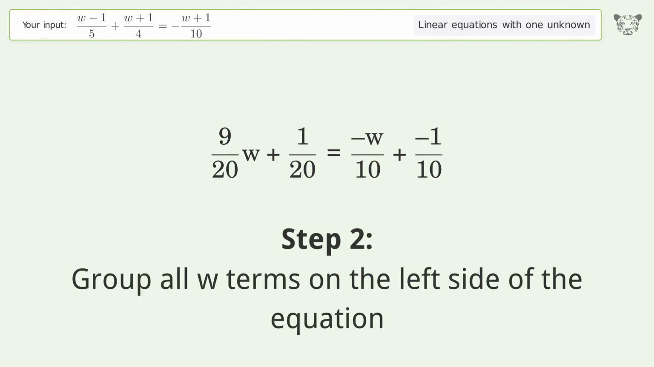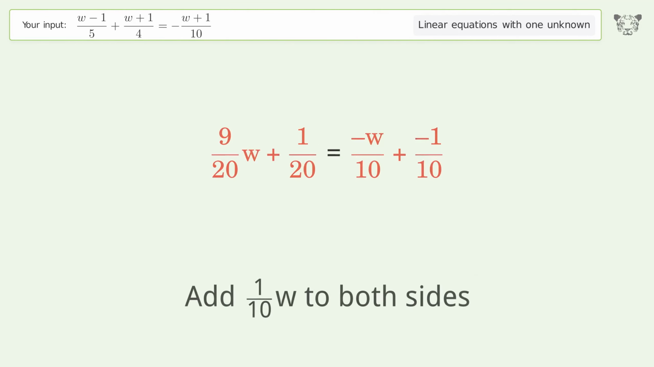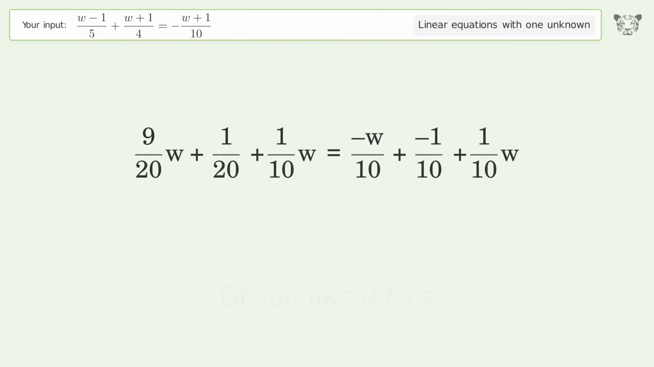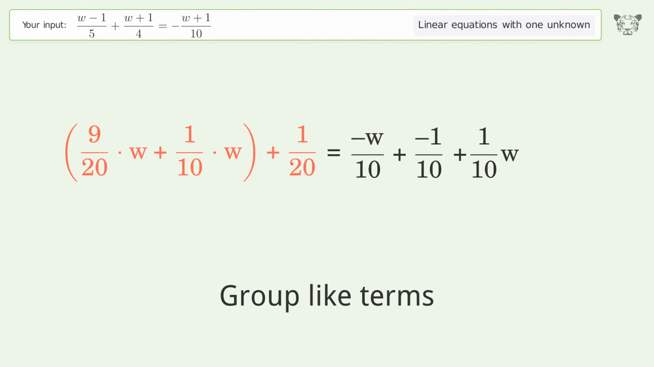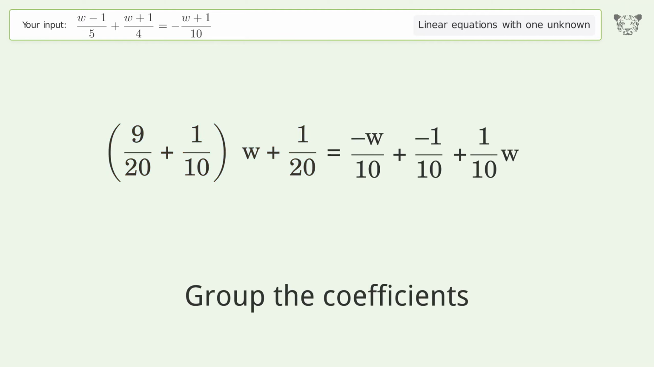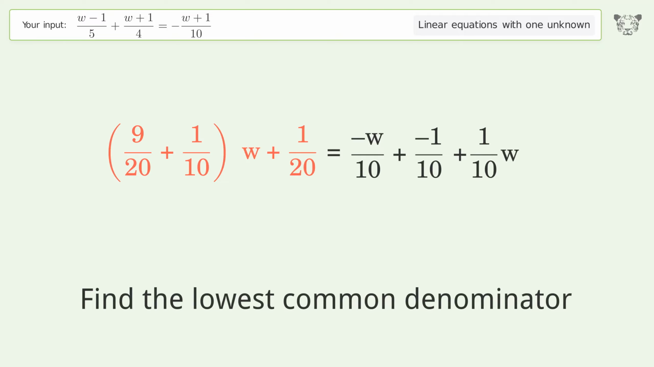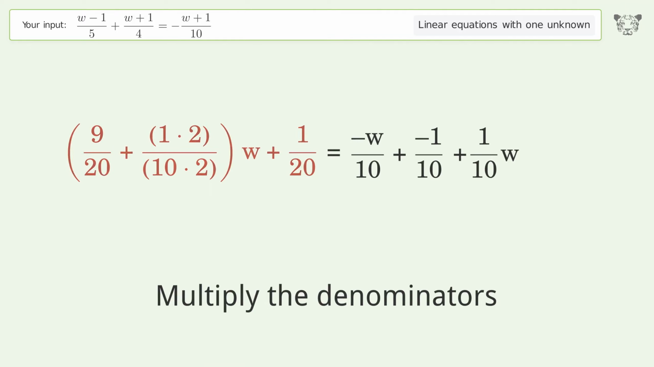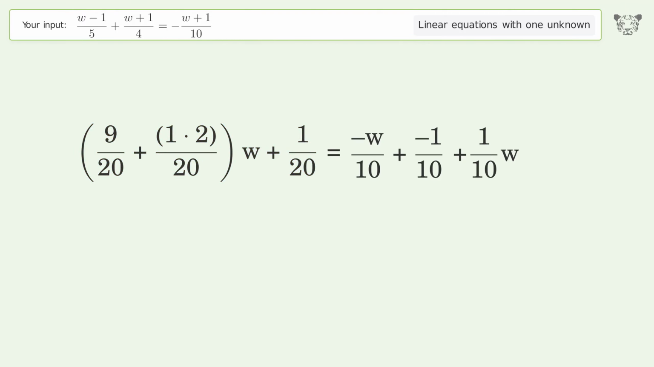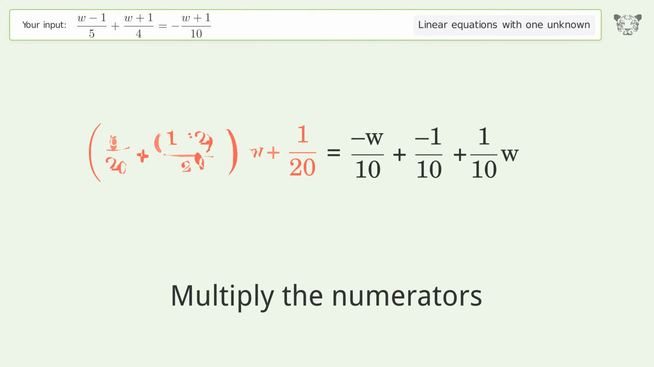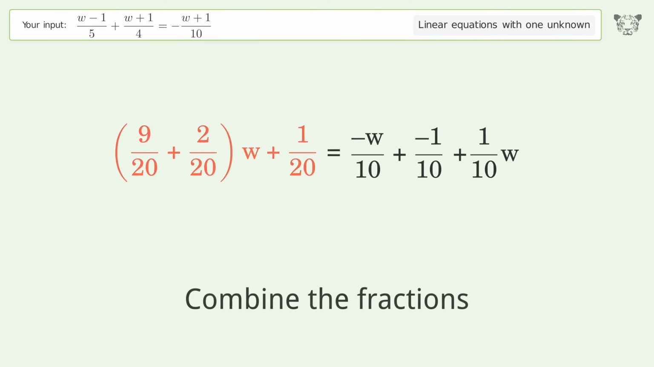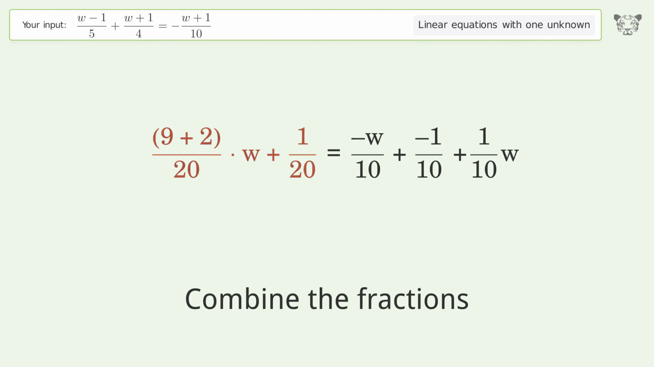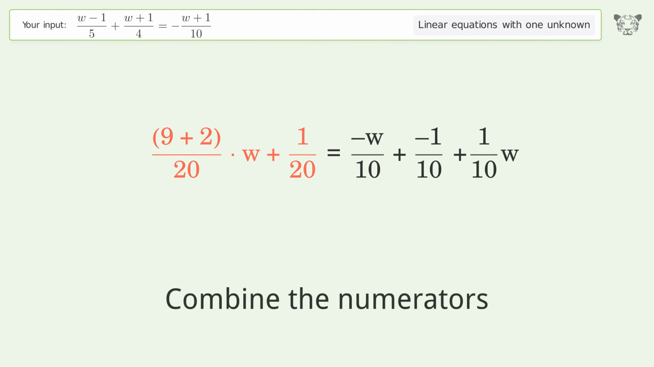Group all w terms on the left side of the equation. Add 1/10w to both sides. Group like terms. Group the coefficients. Find the lowest common denominator. Multiply the denominators. Multiply the numerators. Combine the fractions. Combine the numerators.